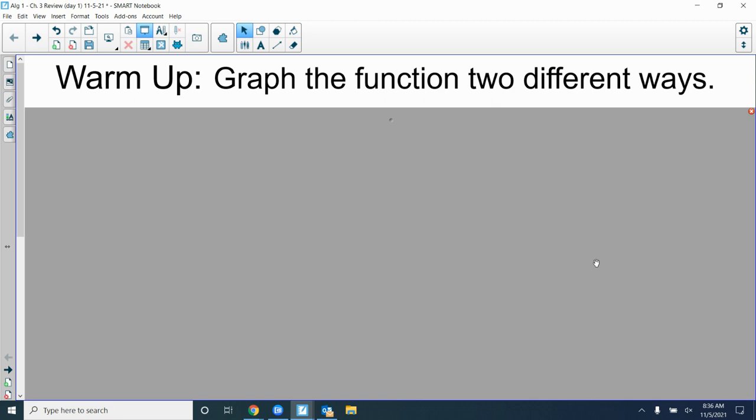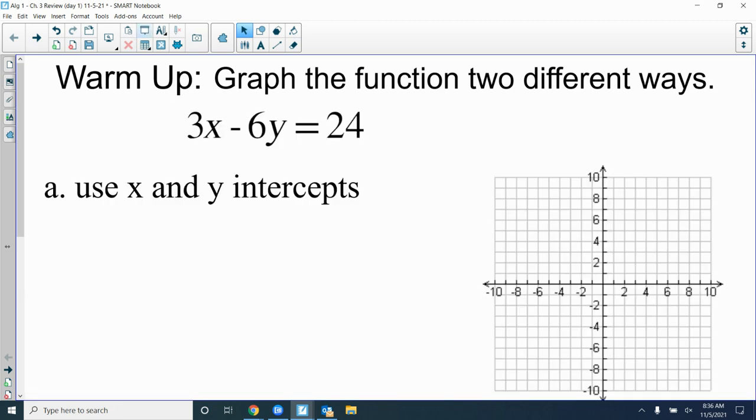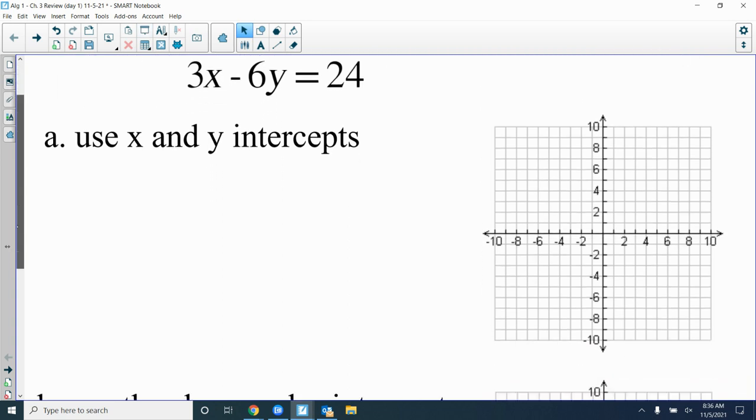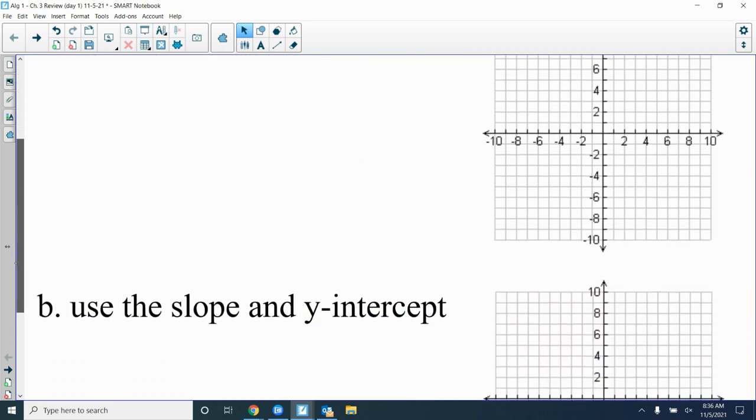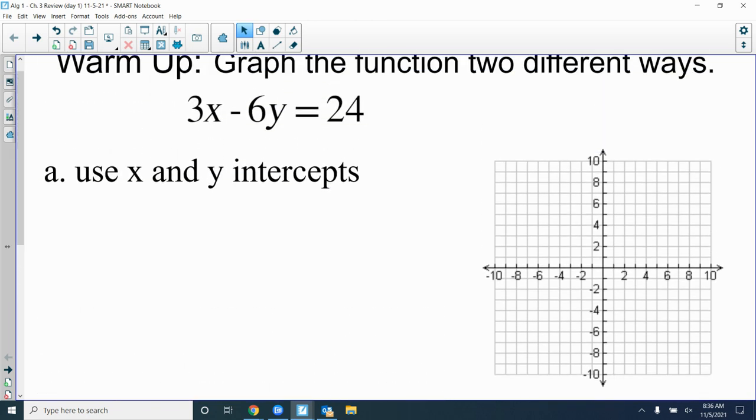It says graph the function 2 different ways. I'll tell you the 2 different ways. We're gonna do the same one. We're gonna use x and y intercepts, and then we're gonna use the slope and the y-intercept. Some of you are getting these 2 ideas confused. They're different. All right, so for the same equation, start with this: 3x minus 6y equals 24.